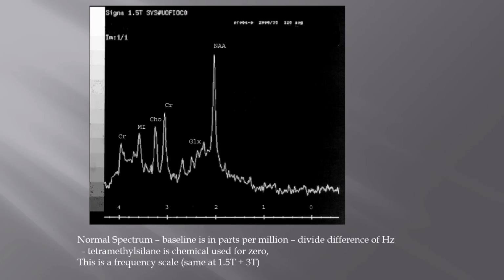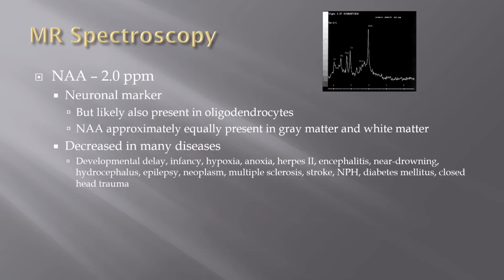So here's your normal spectrum. You'll have a peak going up. In normal brain, you have some giant NAA, creatine, choline, myoinositol, another creatine peak, and then here you have glutamate. Over here would be your lipid lactate. Fortunately, the frequency scale is basically the same at 1.5 Tesla and at 3 Tesla.